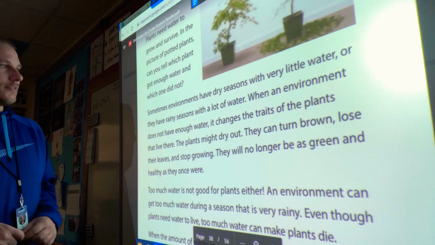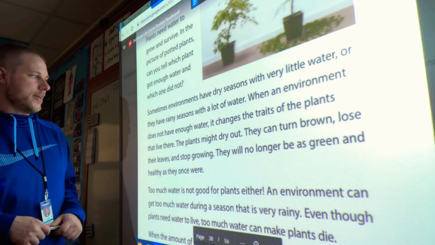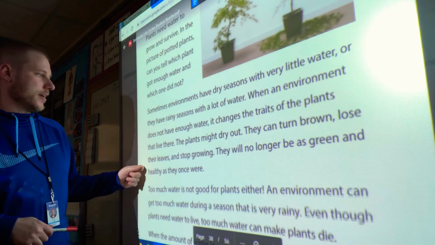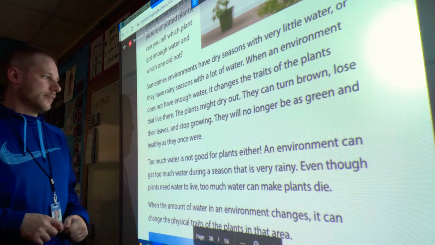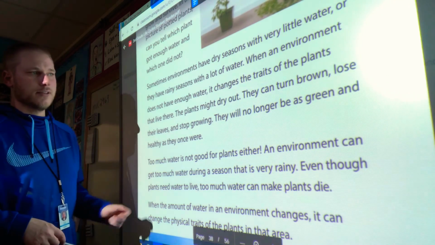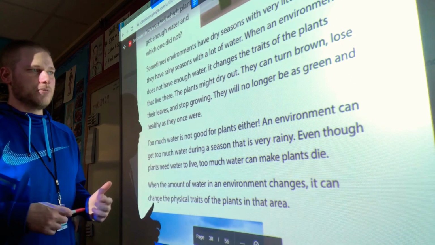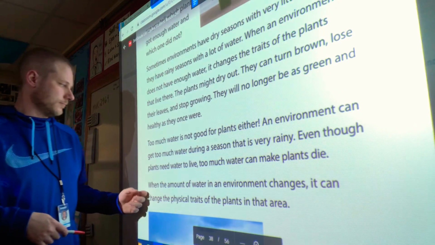Sometimes environments have dry seasons with very little water, or they have rainy seasons with lots of water. When an environment does not have enough water, it changes the traits of the plants that live there. The plants might dry out. They can turn brown, lose their leaves, and stop growing. They will no longer be as green and healthy as they once were.